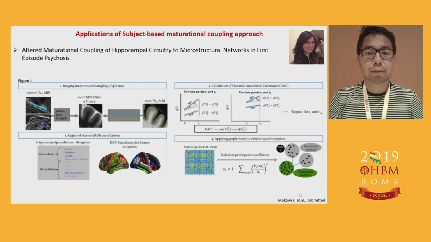Now, how about the applications of this approach? This is work led by the fantastic Karolina Mentowski, a PhD student in the lab. What she has done is, she used quantitative MRI, so not cortical thickness, because quantitative MRI is a microstructural indicator of myelin content. And she looked at 18 regions of the hippocampus, and the DKT parcellation, so 62 ROIs, and she used the maturational coupling approach.